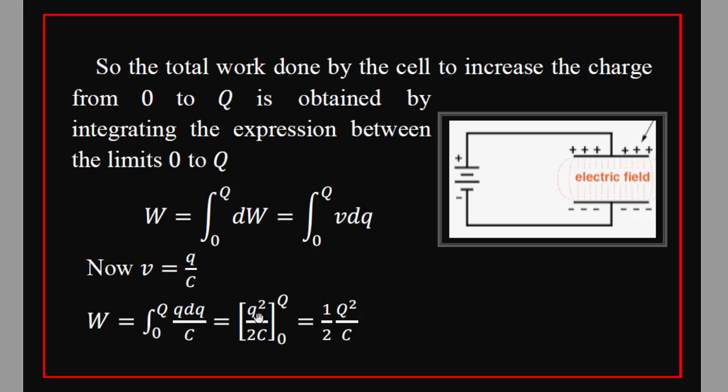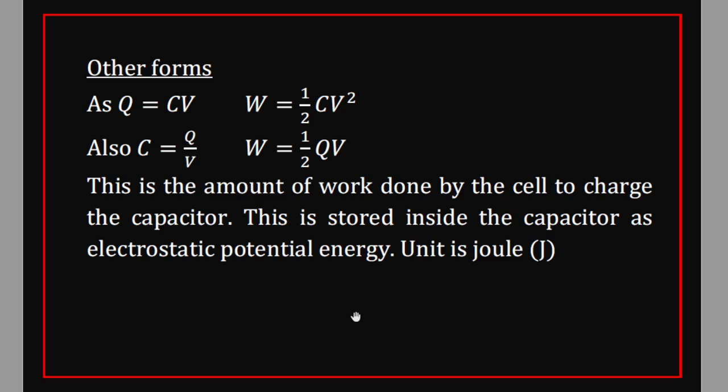Integral Q dQ is Q square by 2, so Q square by 2C. Then we give the lower limit 0 and upper limit capital Q. So it becomes half Q square by C. So this is the amount of work done by the battery to increase the charge from 0 to capital Q.